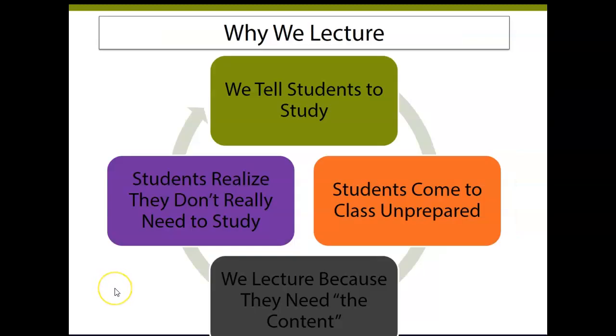So let's come at this from a slightly different angle and make the same point. Why do we lecture? We lecture because we tell students to study. They come to class unprepared. So we lecture because they need the content, and then they realize they don't need to study, and so they don't study, and then we start this vicious cycle, this unvirtuous cycle of this codependent relationship that fits squarely into the transmission of knowledge paradigm, where we're lecturing during class because they need the content, and students are the passive absorbers of content, and they're not doing the work in class, and they're not really doing that much work outside of class, and so this is this dynamic that we have.